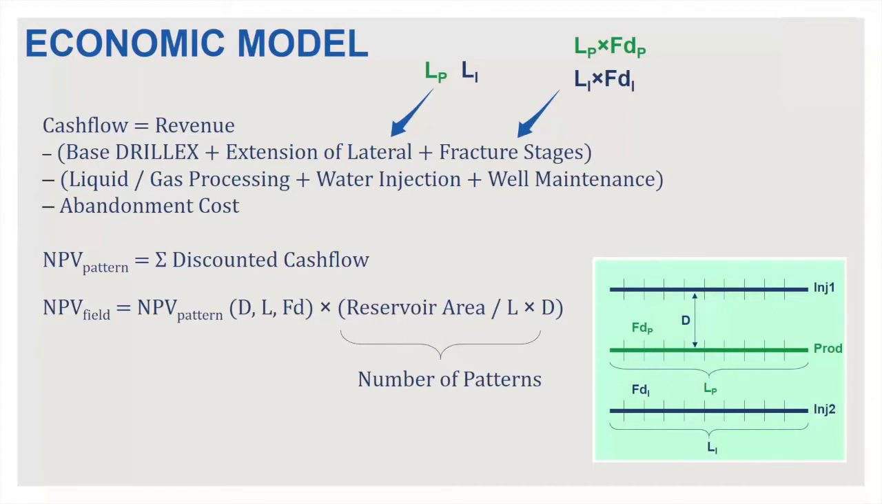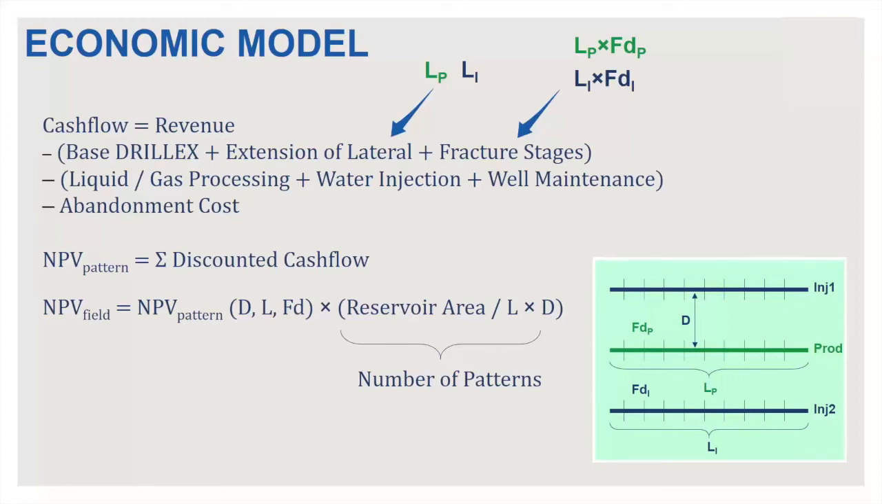The Python script is basically doing this calculation while accounting for the parameters that we define. So, for example, your well length for producer LP and your well length for injector LI are going to impact the cost of extending the lateral. Also, the fracture density times well length is going to give you the total number of stages, and that will impact your fracture stage cost. And the NPV, as a second step, is calculated by summing up the discounted cash flow. This is an NPV at pattern level.